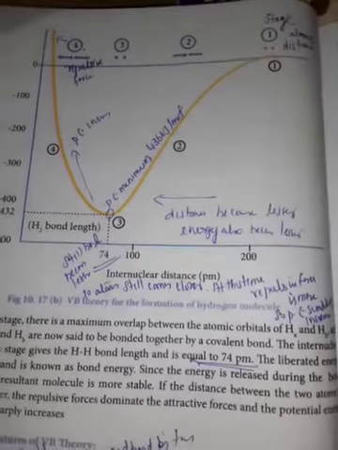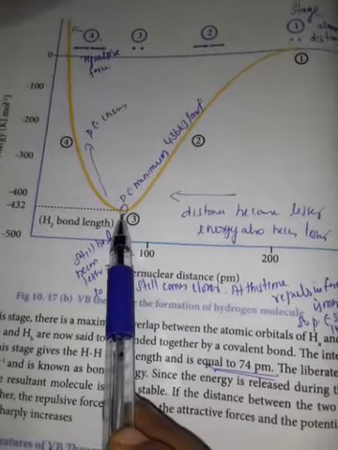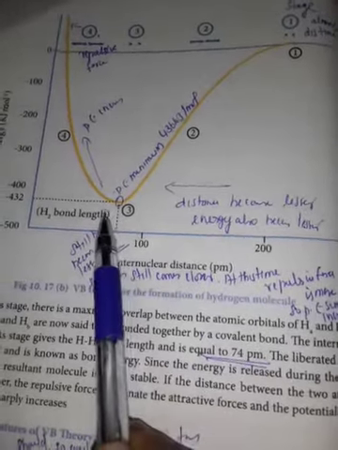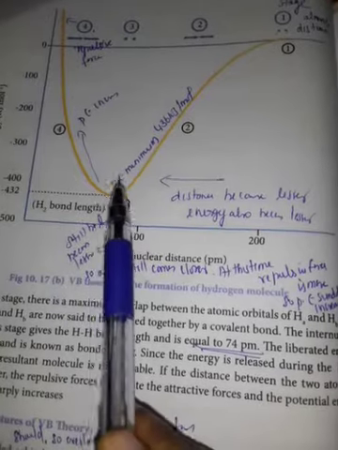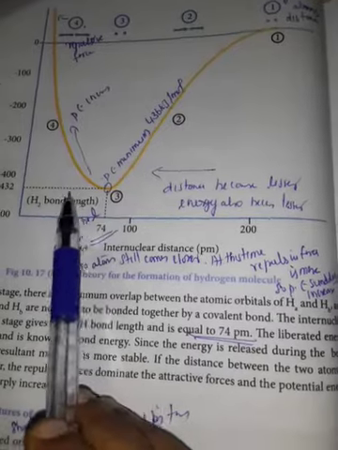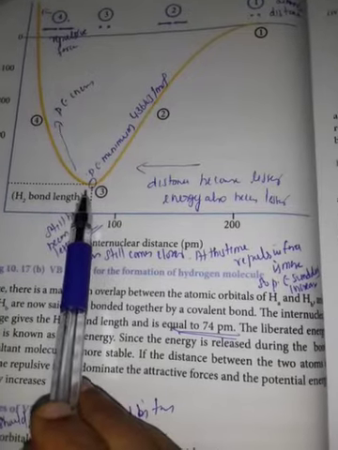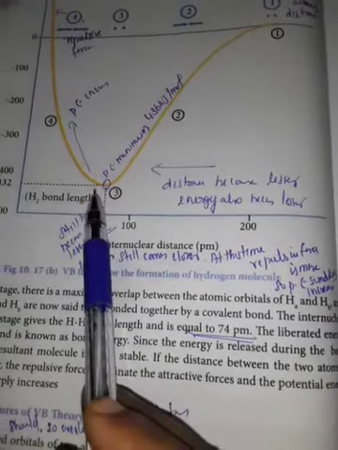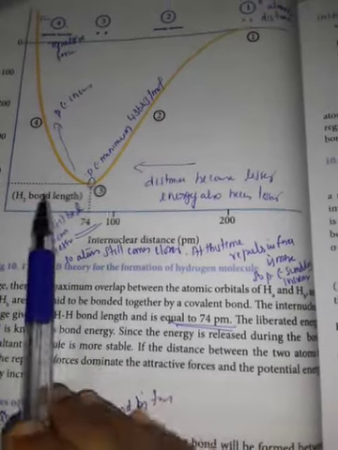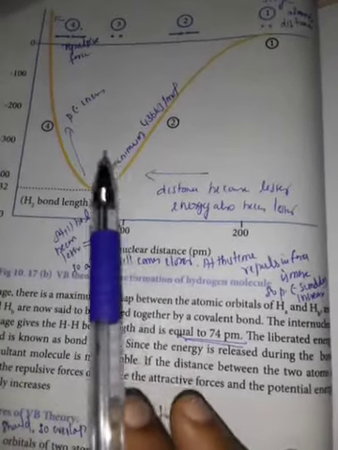At this stage, there is maximum overlap between the atomic orbitals of Ha and Hb. So, the atoms Ha and Hb are said to be bonded to each other by a covalent bond. At this stage, the internuclear distance of the H-H bond is 74 picometer and the liberated energy is 436 kilojoule per mole, and this is known as bond energy. Since energy is released during bond formation, the resultant molecule is more stable.